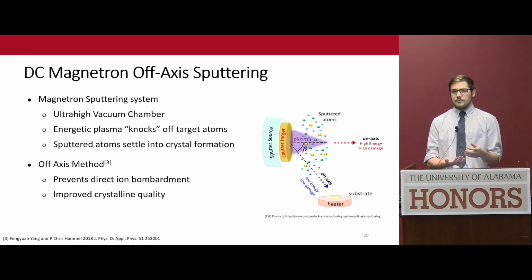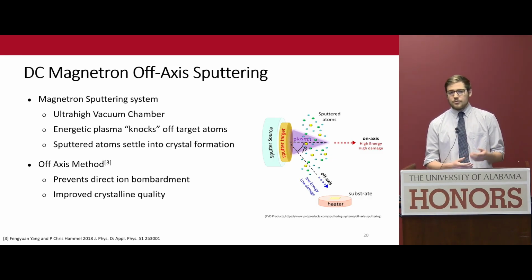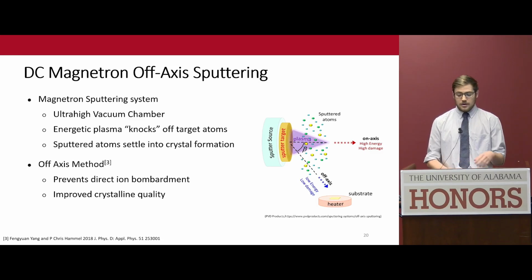And because of the heater, they have enough thermal energy to settle into the correct crystalline formation. The off-axis method is used because it prevents direct bombardment of the ions on our sample, meaning that we're going to prevent degradation over time, because there could be damage for growth if you do an on-axis method.